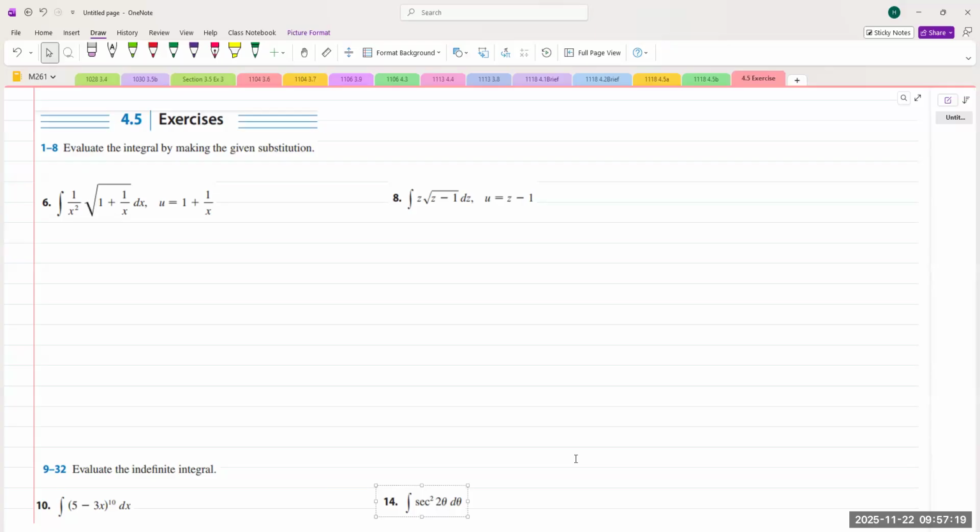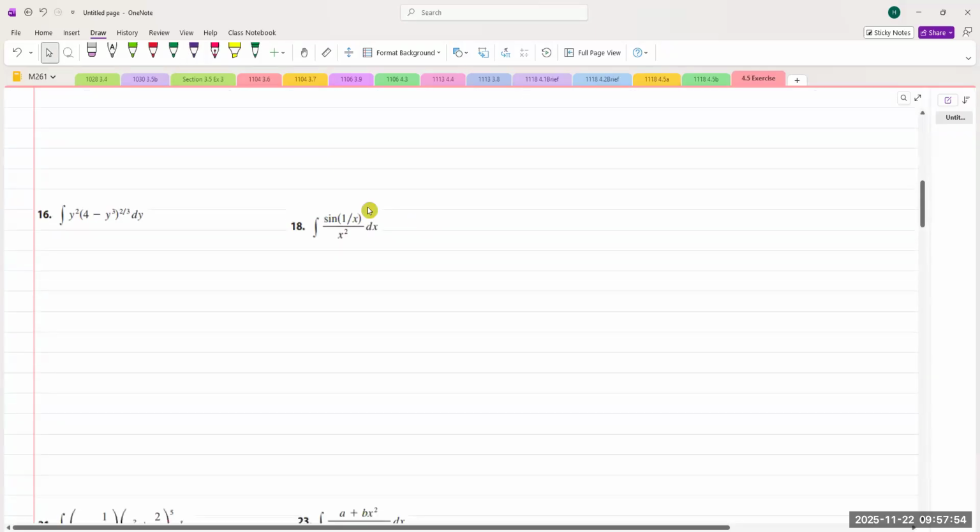Let's start. I chose some questions that I want to go over from section 4.5 of James Stewart's regular Calculus textbook, the 9th edition. And I chose some questions.